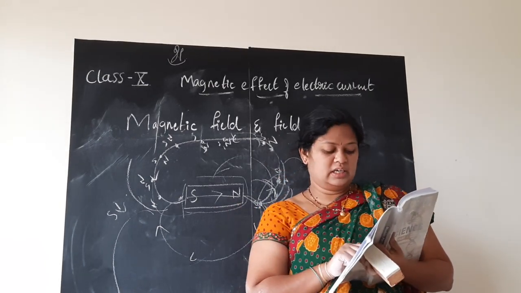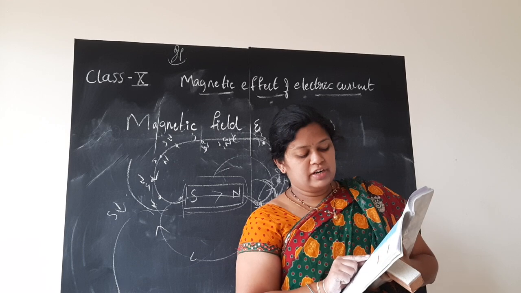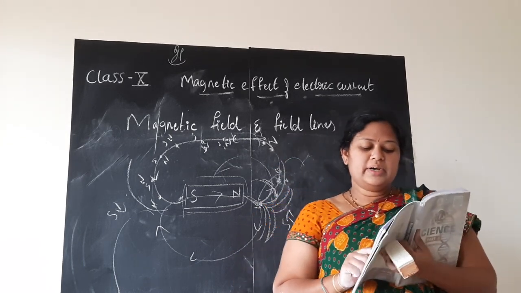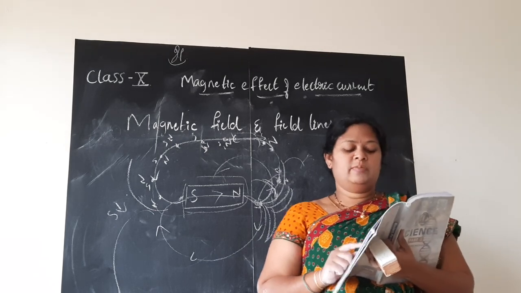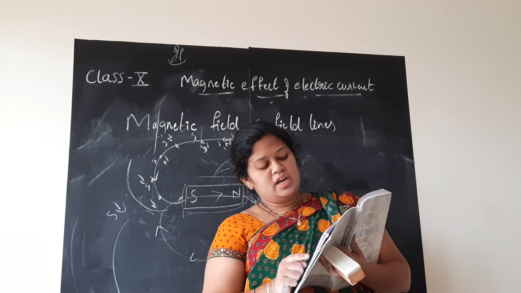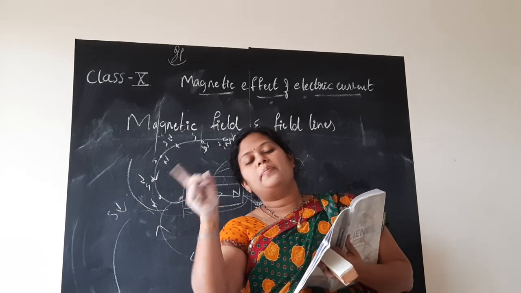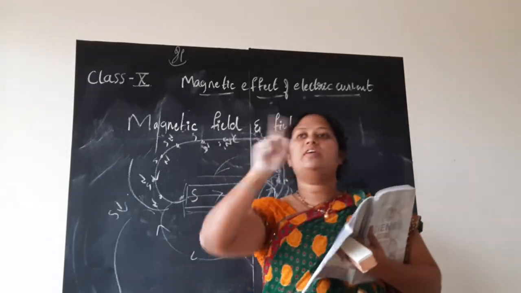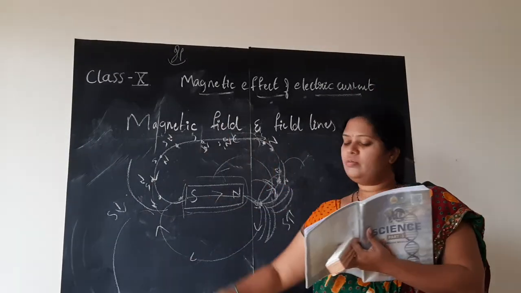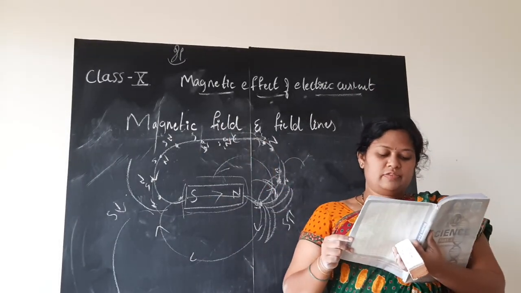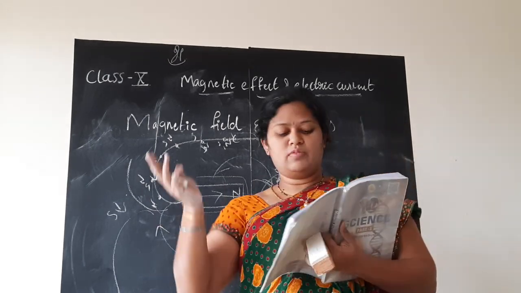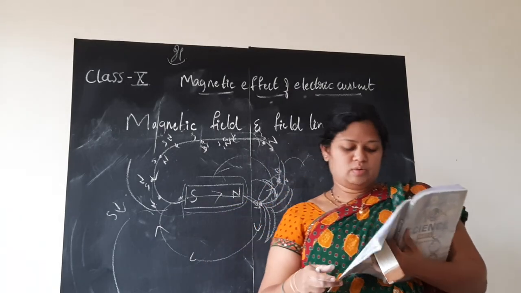Please take it seriously. The direction of the magnetic field is taken to be the direction in which the north pole of the compass needle moves inside it. So in whichever direction the magnetic compass needle's north pole moves, that is the direction. So it always travels from north to south pole. Therefore, it is taken by convention. You know that the field lines emerge from the north pole and merge at the south pole.